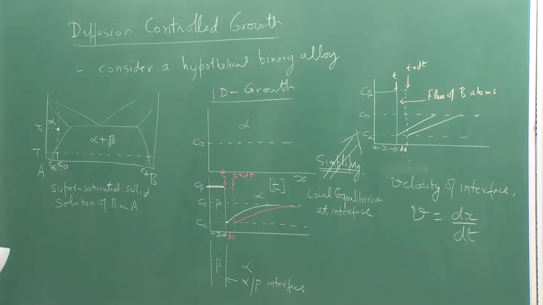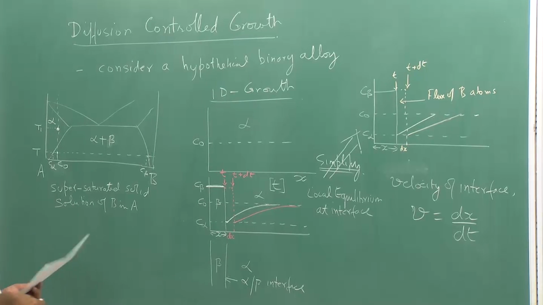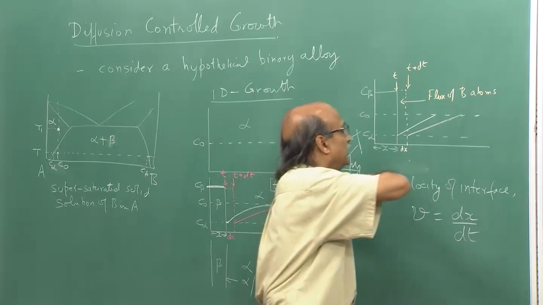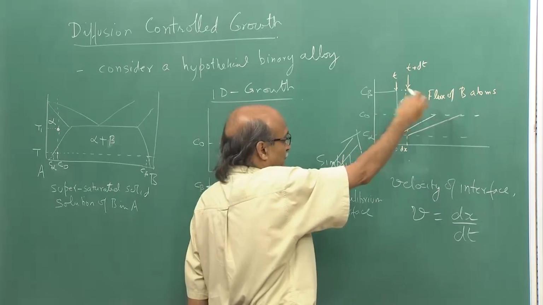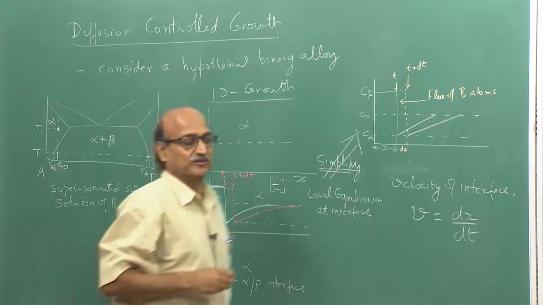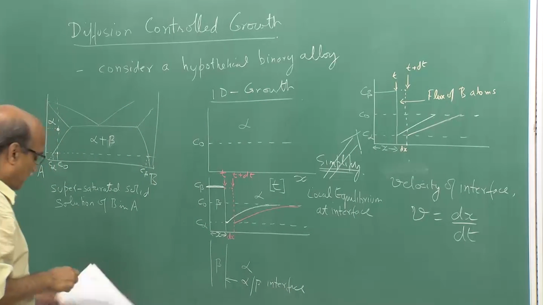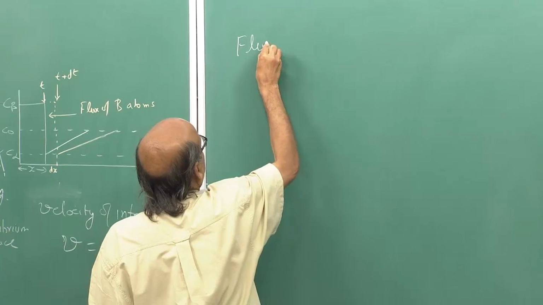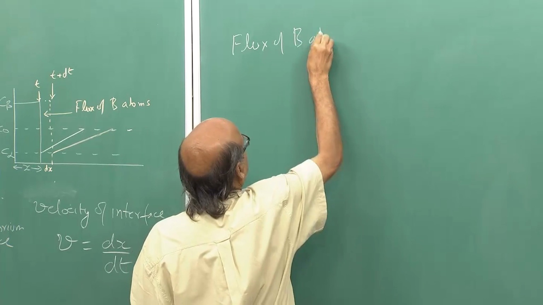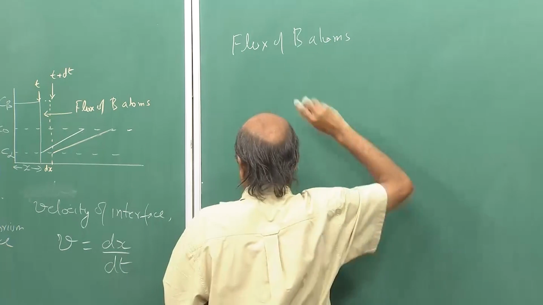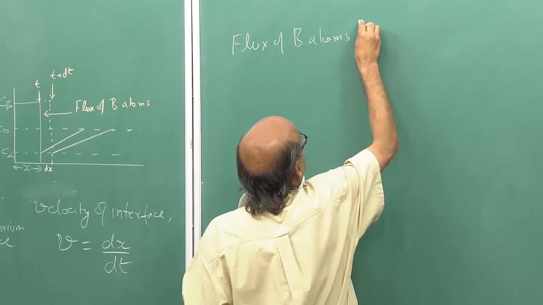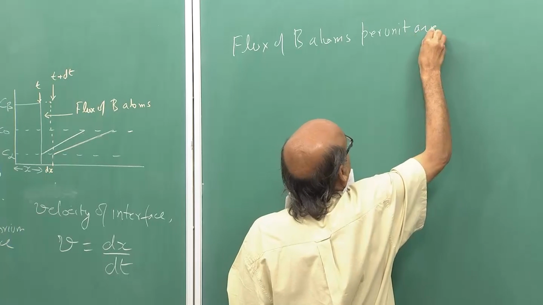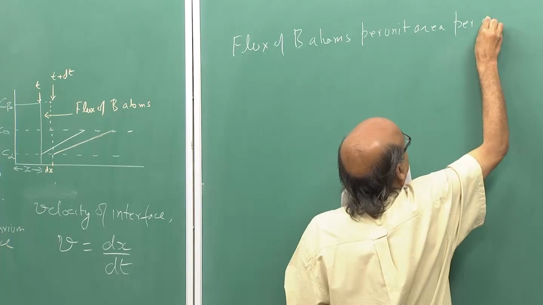So, let us look at it. What is the flux of B atoms? At what rate can B atoms move towards the interface? That flux, so that I am talking about, so flux of B atoms per unit area per unit time.